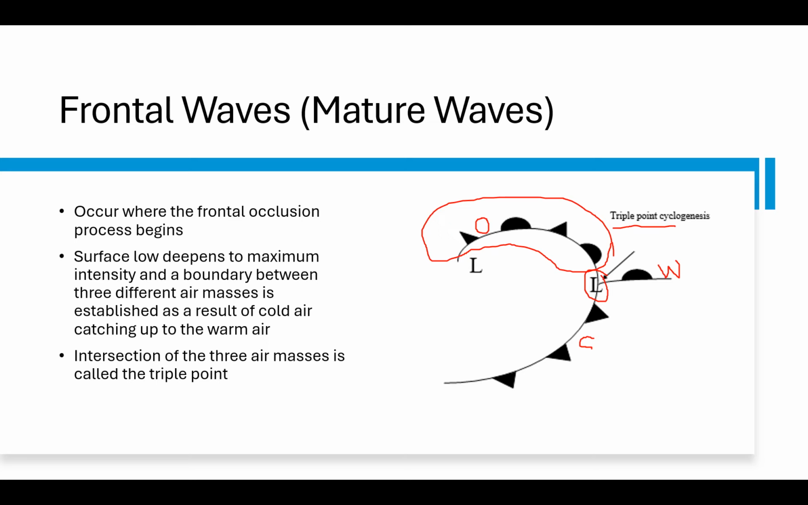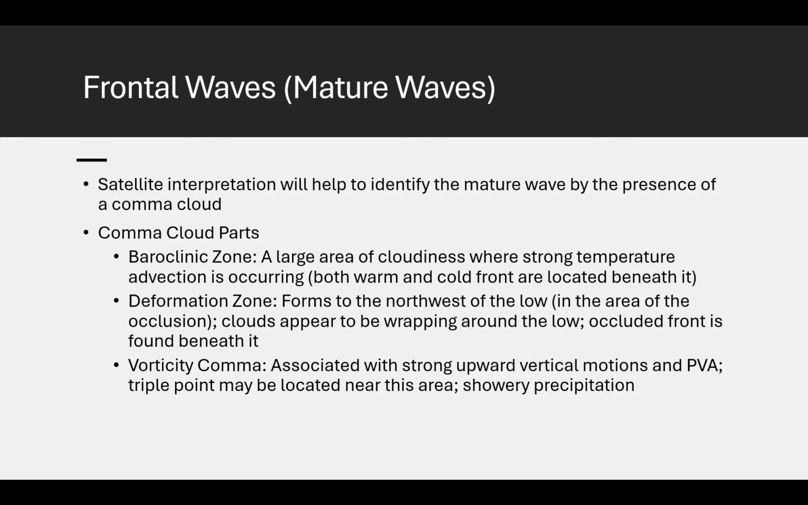Surface low deepens to maximum intensity at this point, and a boundary between three different air masses is established as a result of cold air catching up to the warm air. This is an example of a cold type occlusion because colder air is catching up to warmer air at this point, and that's what's forming this occluded front. Again, the intersection of the three different air masses is going to be called the triple point, and that is represented right. Triple point is going to be this point right in here, where all three fronts meet.